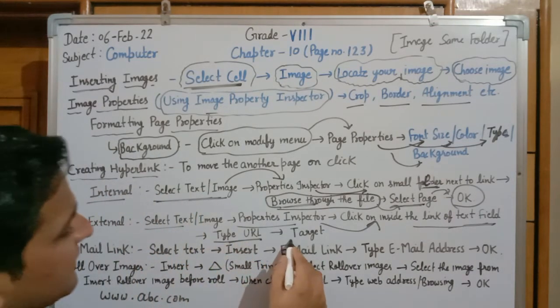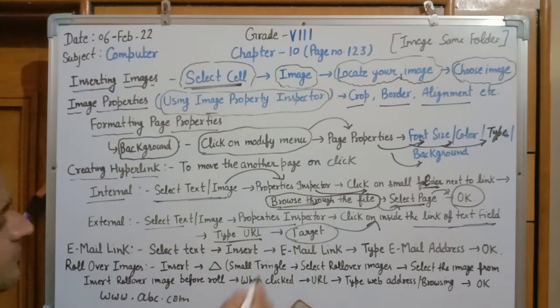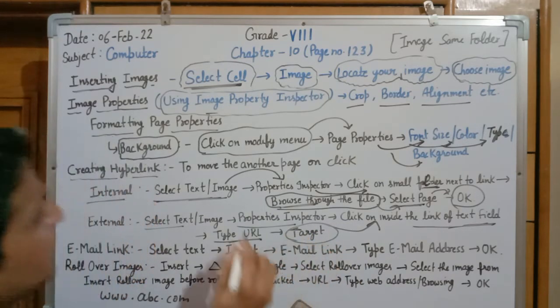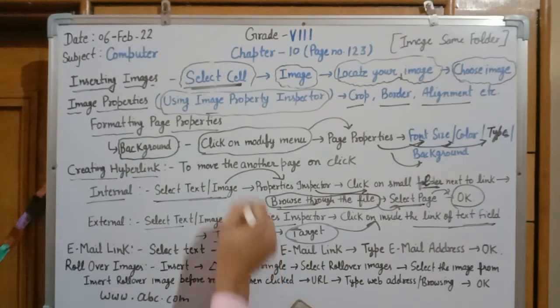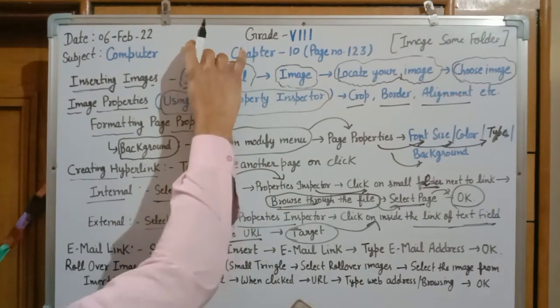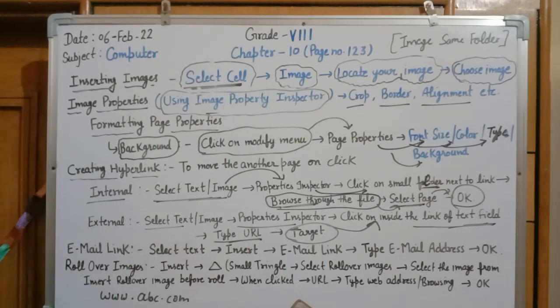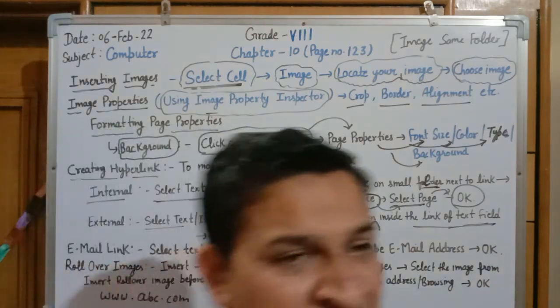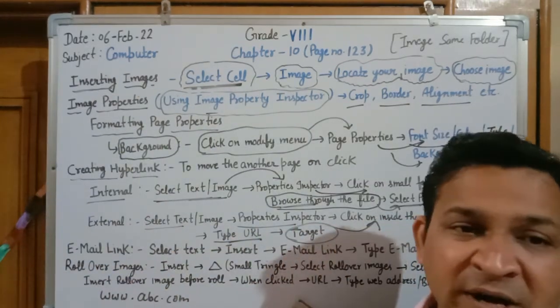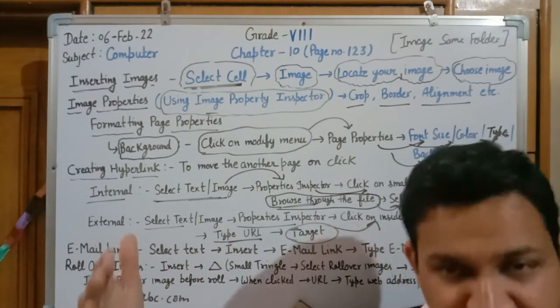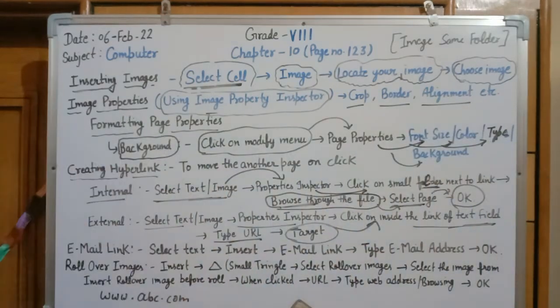And afterward, click on the target option. After clicking on target, this page will be linked with the specific URL. When you click here, this website page will open. That is external linking, linking the document with an outside document. And when you are linking the document within the same page, that is internal linking.